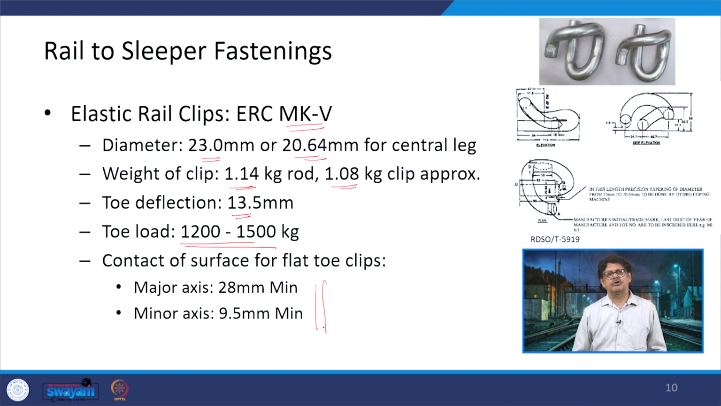The flat surface contact area is more or less similar to one of the other types of the ERC clip which we have discussed previously. So, you can see here how these look like. This is in the case of an elevation. So, when it is being placed, this is how you will find it. This is from the side and this is from the top. So, if you are looking at the top, then this is how it will be seen.